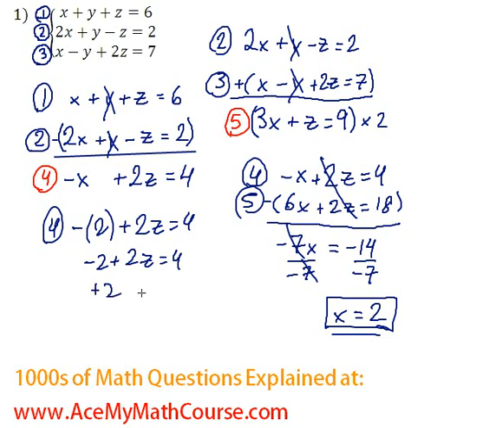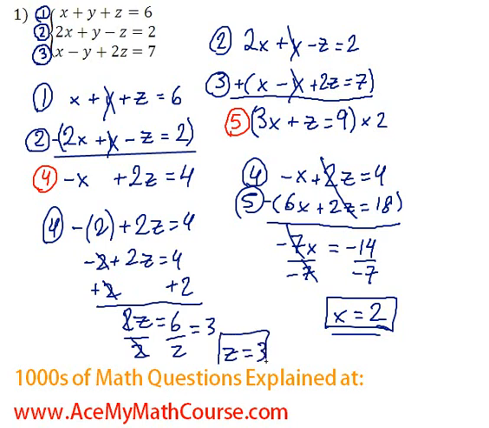So I'm going to add 2 to both sides of the equation. These cancel out. So 2z is equal to 6. Then I can divide both sides by 2. And z will be 6 over 2, which is 3. So z is 3. Now we can finally find y. And to do that, I'm going to plug both z and x into equation number 1.